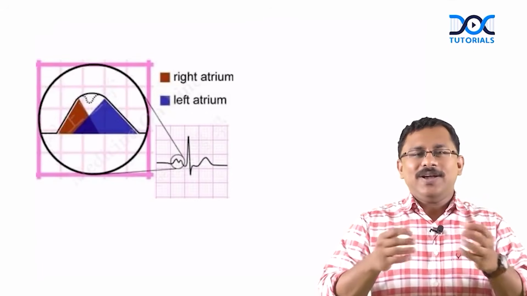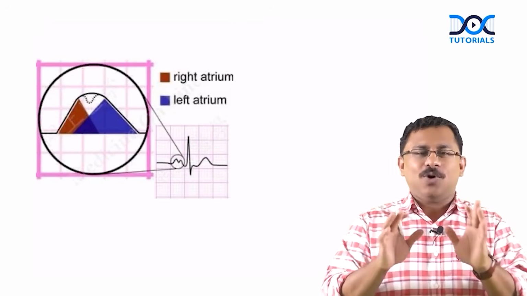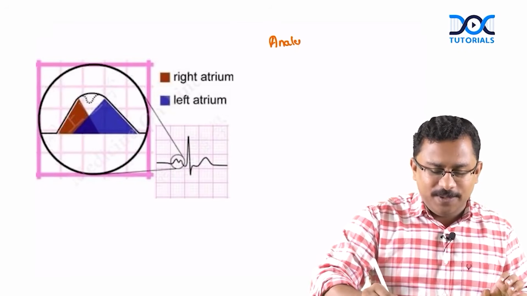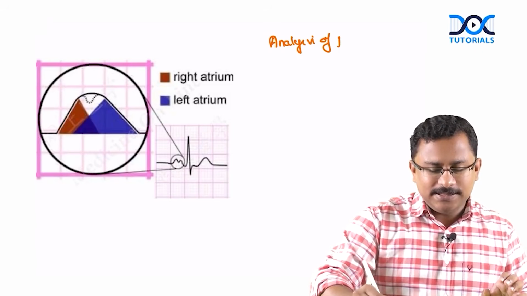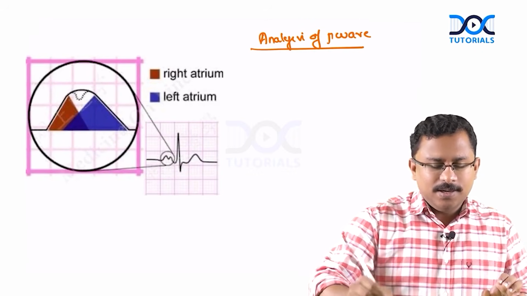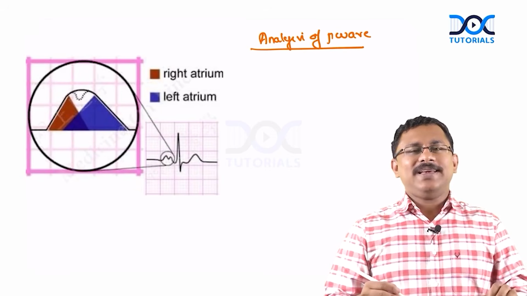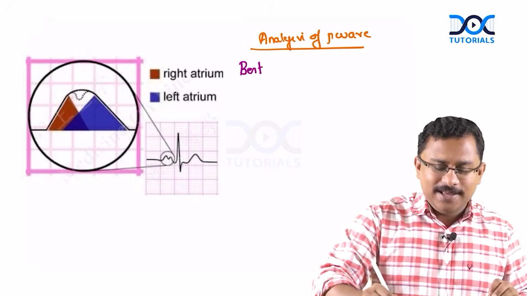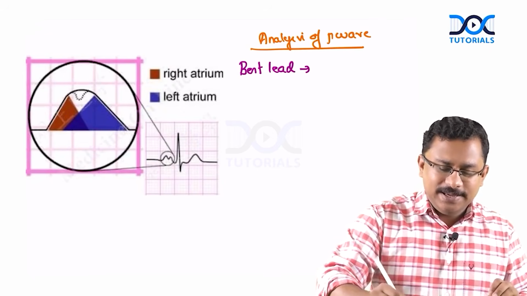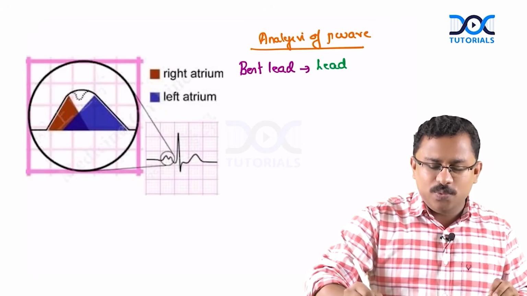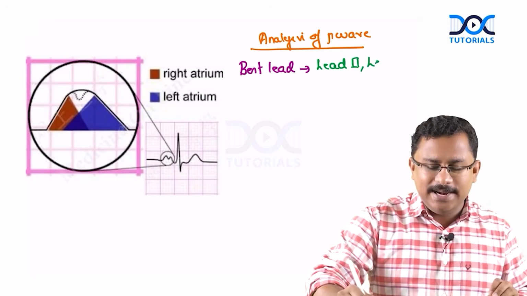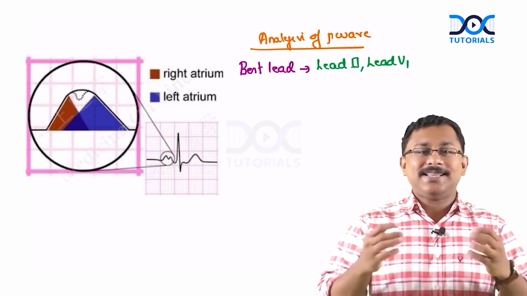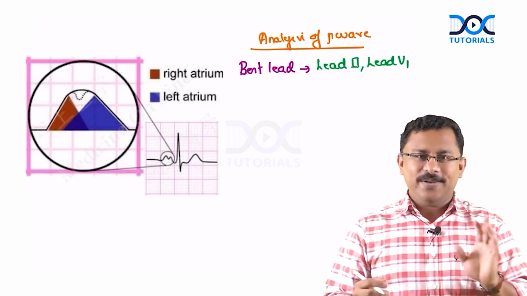Now moving on to the abnormalities, suppose you want to analyze the P wave. Let's put the heading as analysis of P wave. The first point you have got to know is the best lead. The best leads to assess the P wave are lead 2 as well as lead V1.